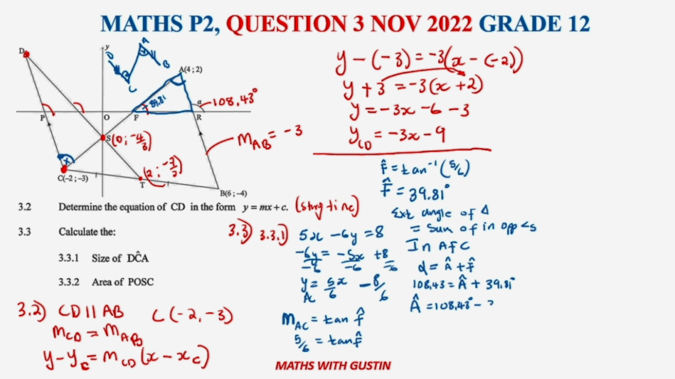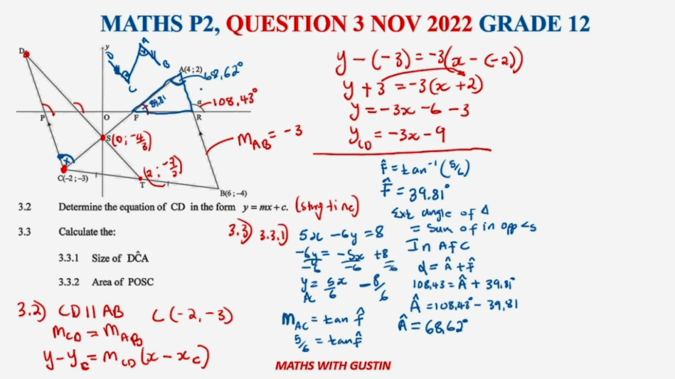Therefore angle A is going to be 108.43 degrees minus 39.81. In our calculator, when you put this in, I'm getting 68.62. But you say, no, wait, sir, there are many ways you could have done this. Yes, there are many other ways that you could have done this. If you would like to see other ways of doing this, please let me know, and we would deal with them together. I'm not going to show the other alternative way, but I will describe it now.